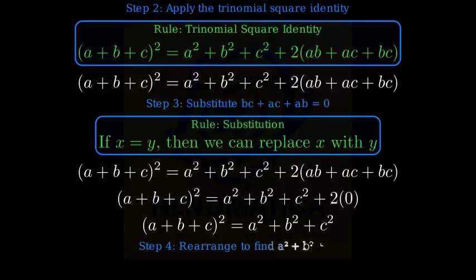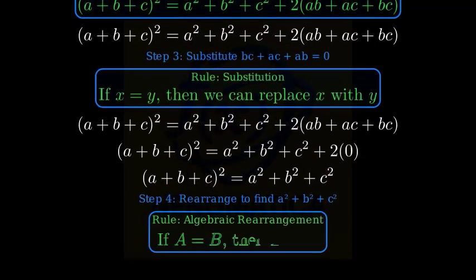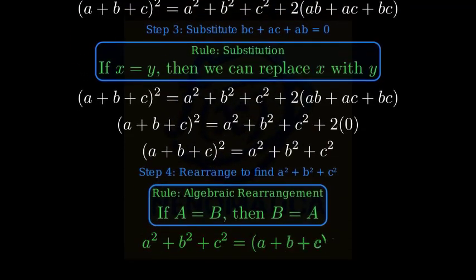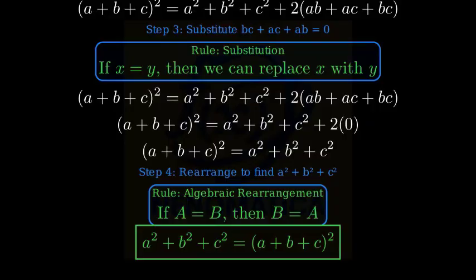Finally, we can rearrange the equation to express a squared plus b squared plus c squared in terms of a plus b plus c squared. So, a squared plus b squared plus c squared equals a plus b plus c squared.